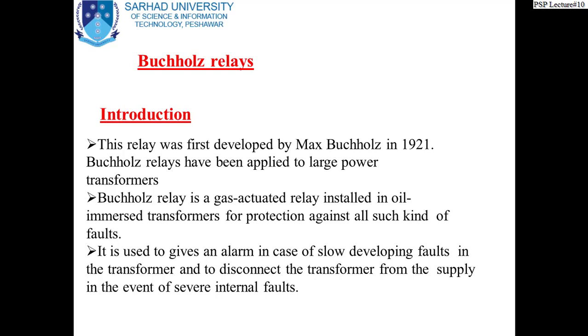was first developed by Max Buchholz in 1921. Buchholz relays have been applied to large power transformers. Buchholz relay is a gas actuated relay installed in the oil immersed transformer for protection against all such kinds of faults. It is used to give an alarm in case of a slow developing fault in the transformer and disconnect the transformer from the supply in the event of a severe internal fault.